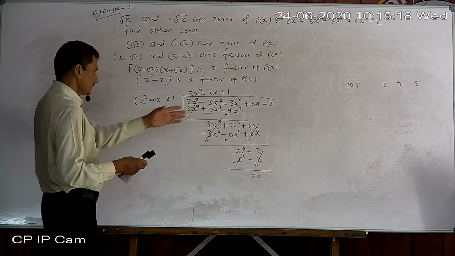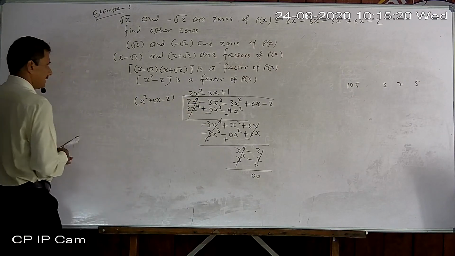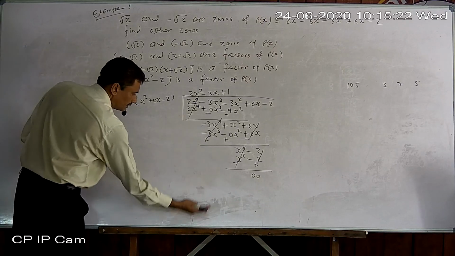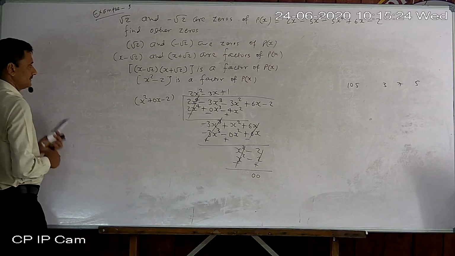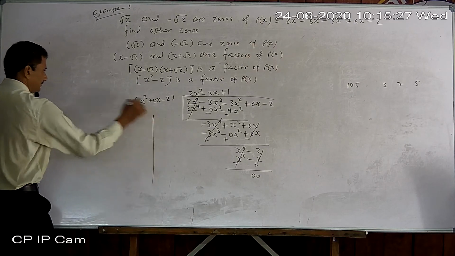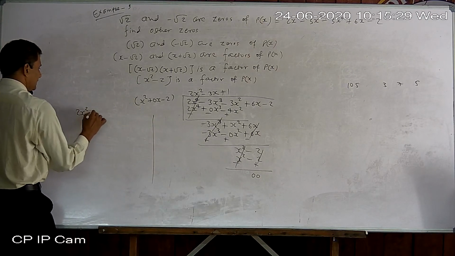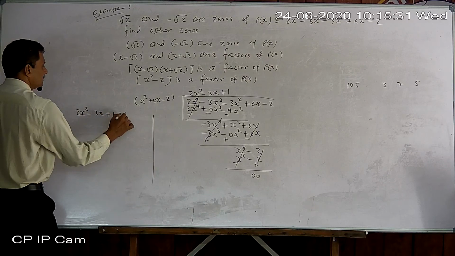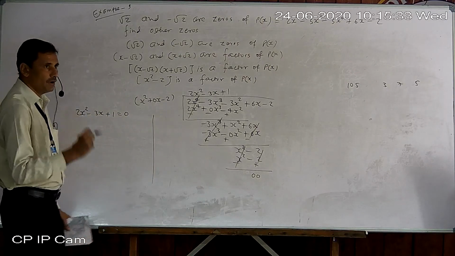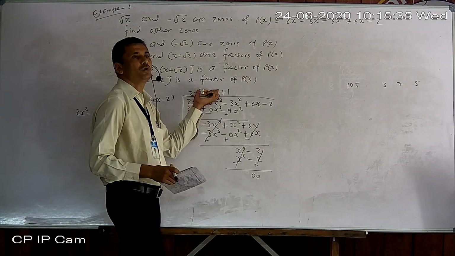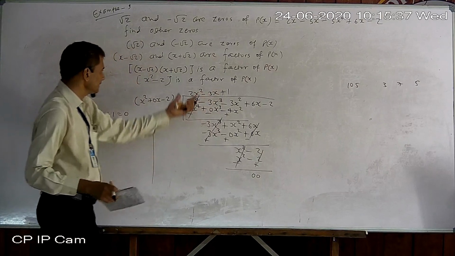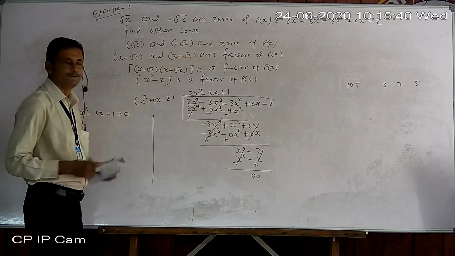Okay. So our next work starts. I am writing here. You just continue from the last one. So now 2x square minus 3x plus 1 equal to 0. Why equal to 0? We want the zeros of this quotient polynomial. Okay, this is the quotient polynomial, not the given polynomial.